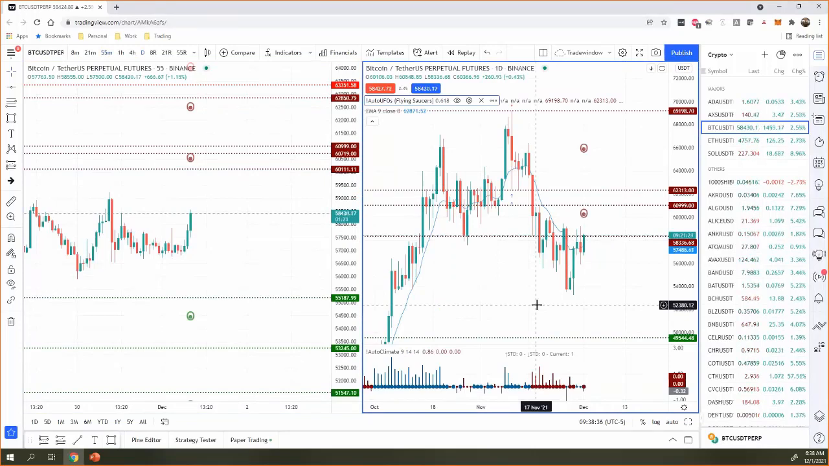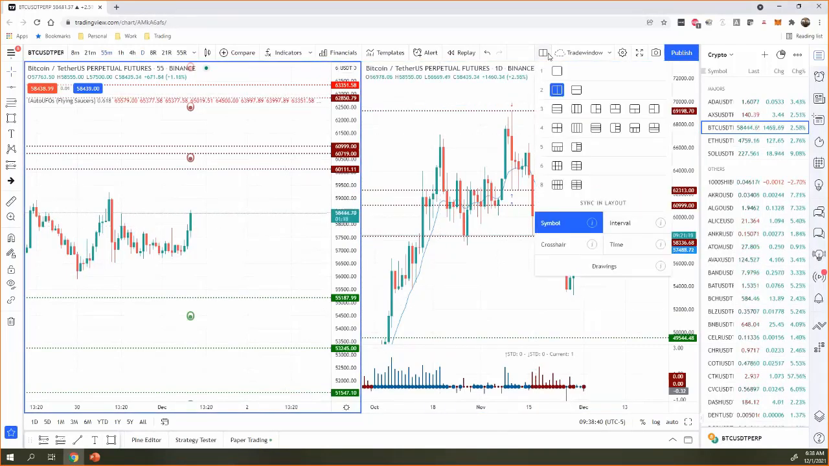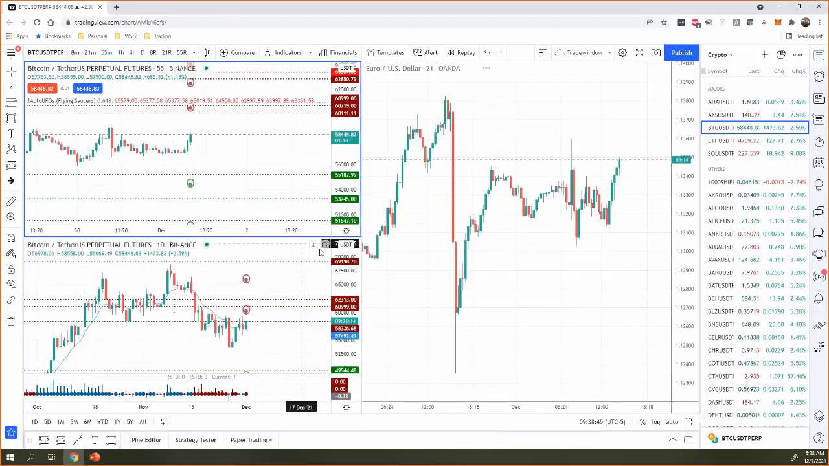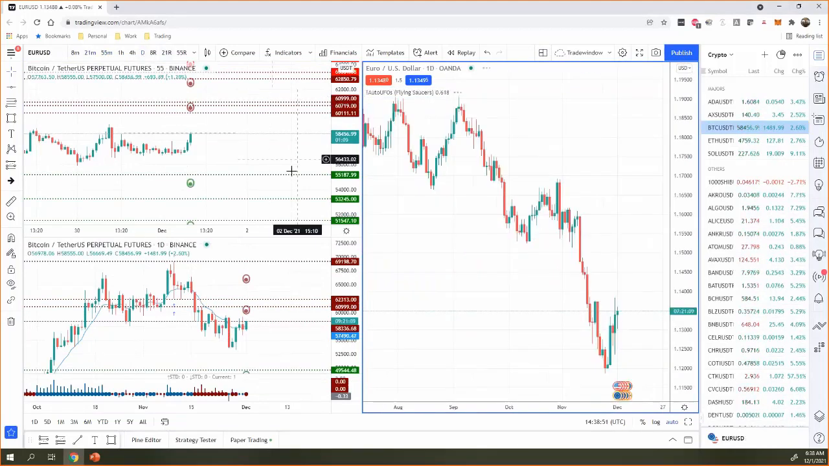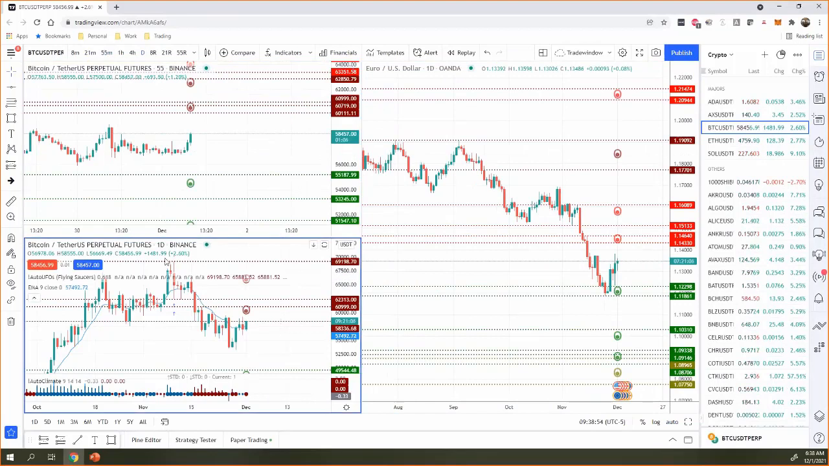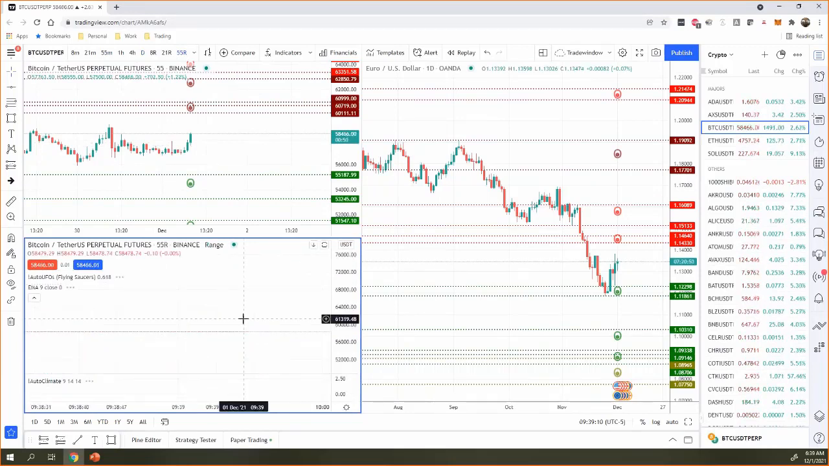So that's the analysis behind that. What you could also do is have this be the daily. This is what I used to do, but now I've strayed away from it, mainly because it's too much information. What I used to do is put this on the 55 range here, so that you're utilizing this and the range to give you some potential entries.